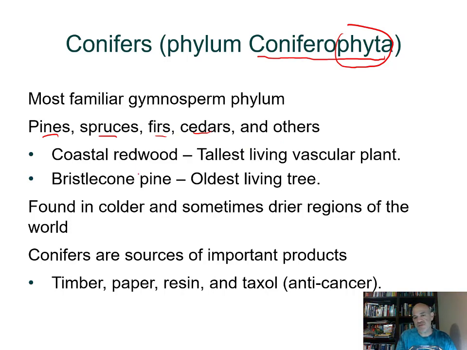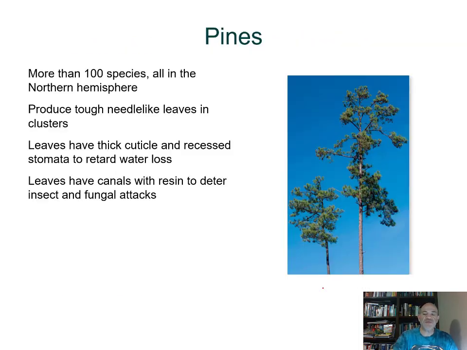You have some of the largest living vascular plants. They include the coastal redwood and the giant sequoias, and then the oldest living ones, the bristlecone pines that have been aged to be in the thousands of years old and still living. They tend to live in cooler and drier climates, and they have adaptations for that. Conifers are also sources of important products. They produce softwood, lumber, paper, resin, and even drug materials like Taxol, which is used for anti-cancer.